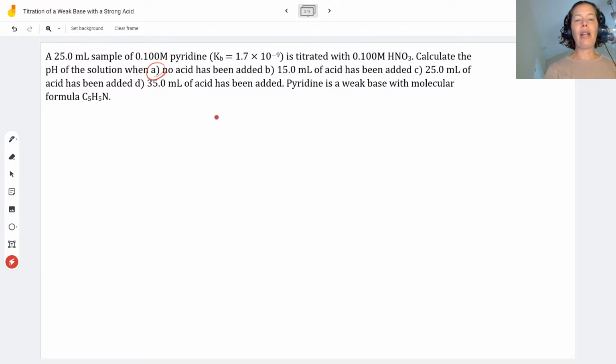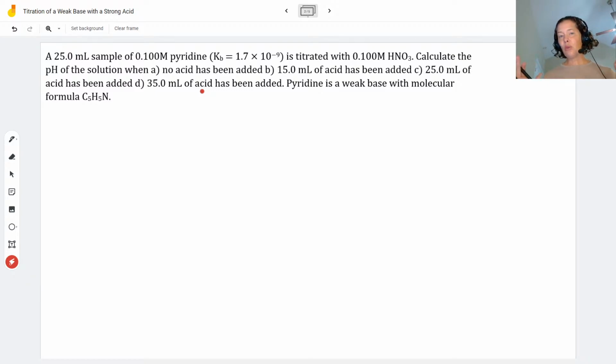So first, in part A, we're going to calculate the pH of the solution before any acid has been added. Then in part B, we're going to calculate the pH when 15 milliliters of acid has been added. In part C, when 25 milliliters of acid has been added. And in part D, 35 milliliters of acid. So we're going to hit the pH before we add any acid, before the equivalence point, at the equivalence point, and after the equivalence point.